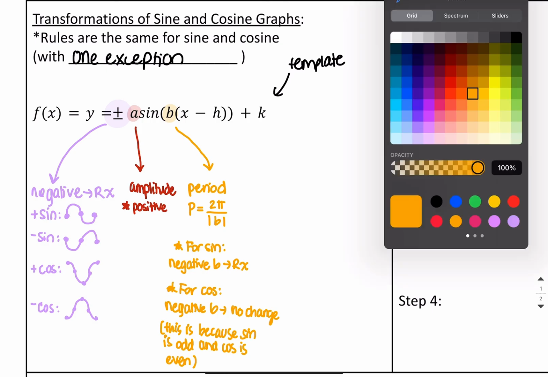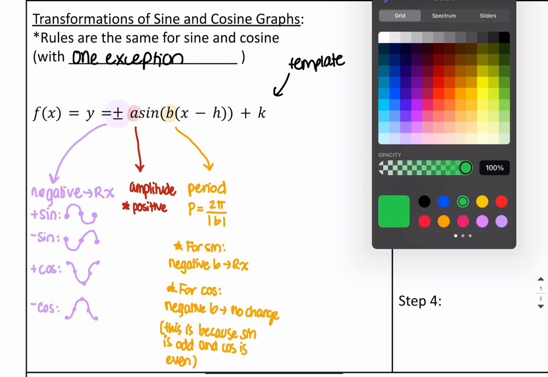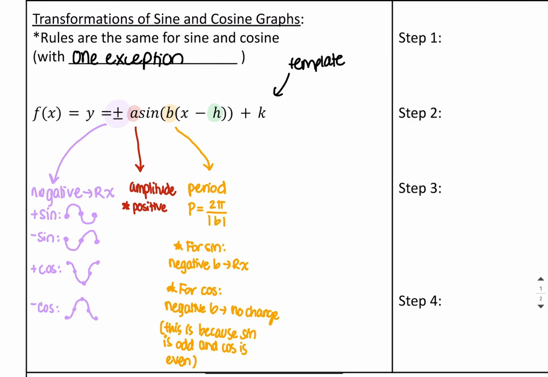Then another thing that I have is this minus h. When I have that inside, I know that I'm going to have a horizontal shift. So the whole graph is going to shift horizontally. If I'm subtracting a positive number, I'm going to be moving to the right. If I'm subtracting a negative number or adding something to the x, then I'm going to be moving to the left.